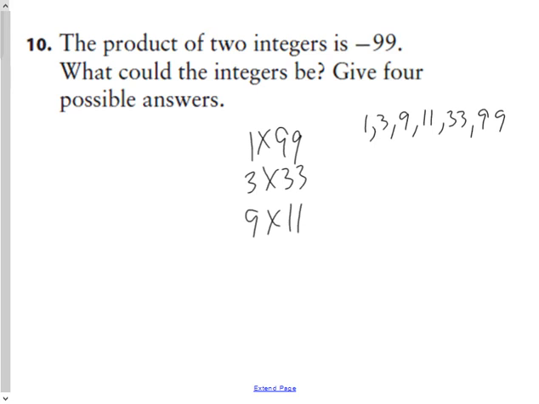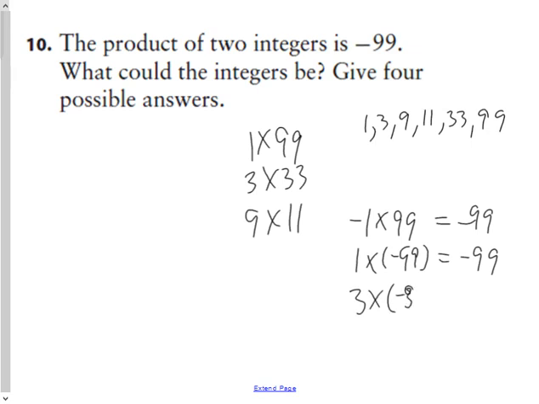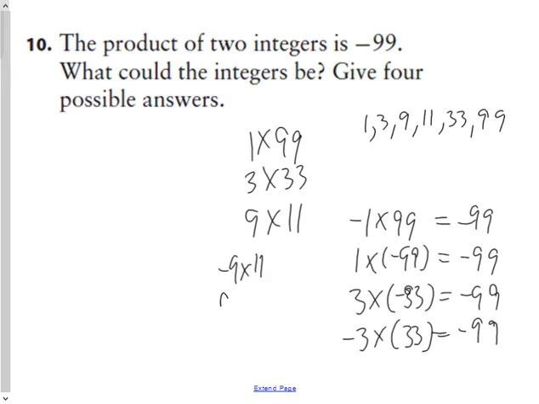If I had a positive 99, I know it would be 1 times 99, 3 times 33, and 9 times 11. But because it's a negative 99, I have to have different signs. So negative 1 times a positive 99 is one way to get negative 99, or reverse it. A positive 1 times a negative 99 is also another. I can do 3 times negative 33, or a negative 3 times a positive 33. And of course, I could do a negative 9 times 11, or a 9 times a negative 11. So any of those 6 answers are valid.